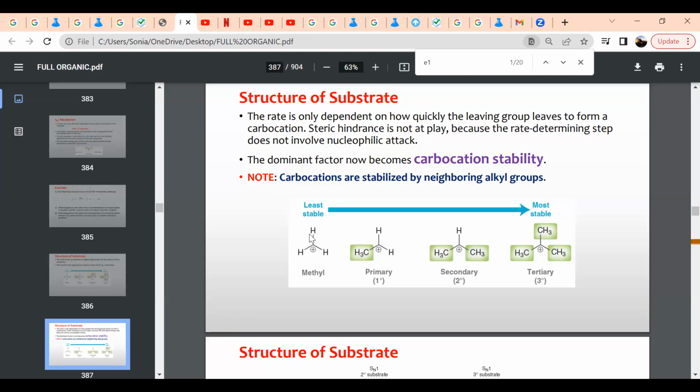As you can see here, carbocations are stabilized by neighboring alkyl groups. So this tri-substituted carbocation is the most stable compared to this one, which just contains a primary or secondary substitution, or even this one that has hydrogen. This is the most stable, hence why tertiary substrates have a faster rate of reaction in SN1, because they form the most stable carbocation.